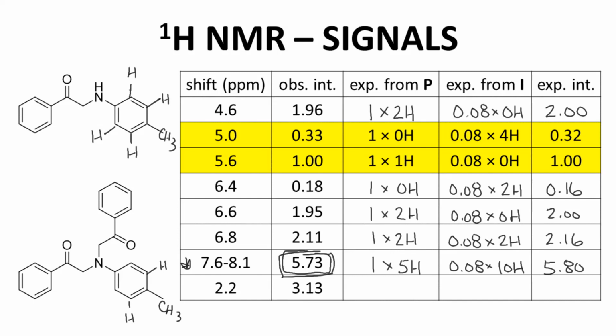This is the methyl group off of the aniline ring. The product has an intensity of 1 for its 3 hydrogens. The impurity has an intensity of 0.08 for its 3 hydrogens. The total expected integration is 3.24. Not as good a match as the other peaks, but not bad.